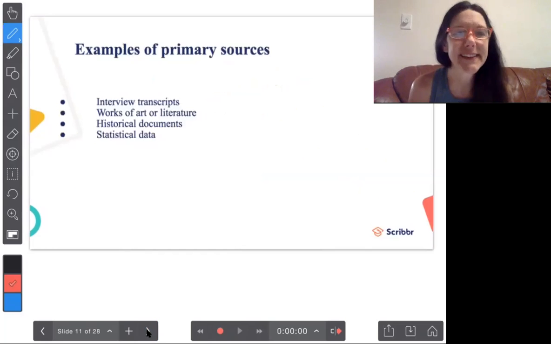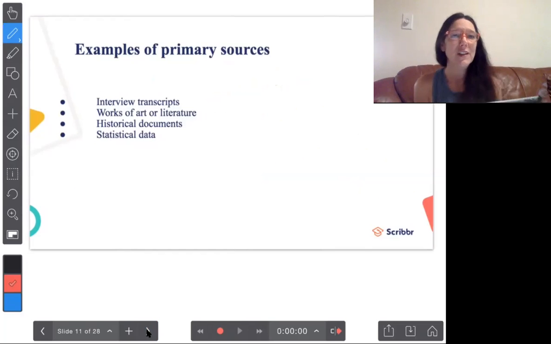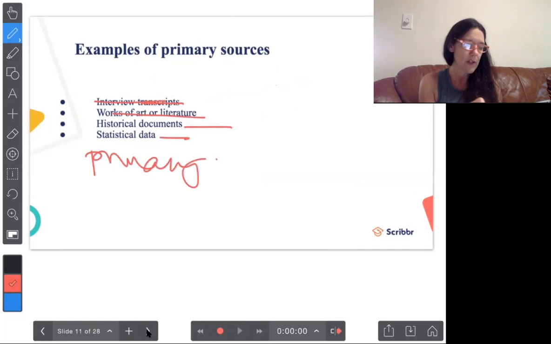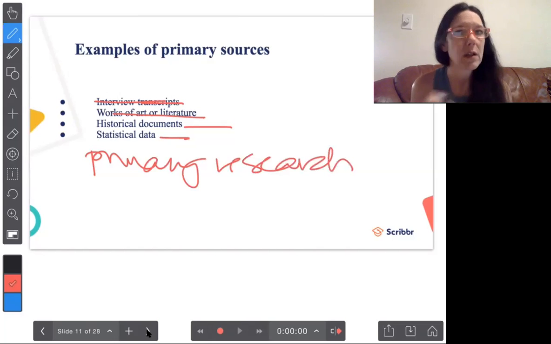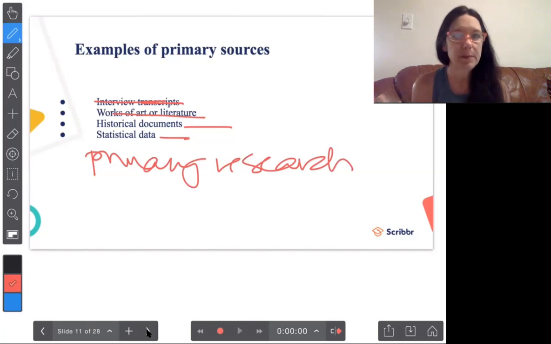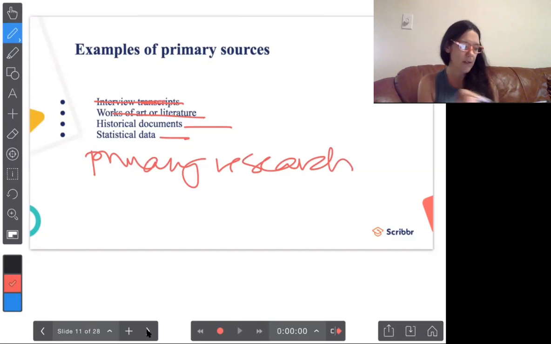So for us, this is not true. Well, it is true. So, interview transcripts, which we're not going to have, so don't worry about that. Works of art or literature, no. Historical documents, yes. Statistical data, yes. And then primary research, which is like the stuff I said before: surveys, data, epidemiology, statistics, that kind of stuff right there.